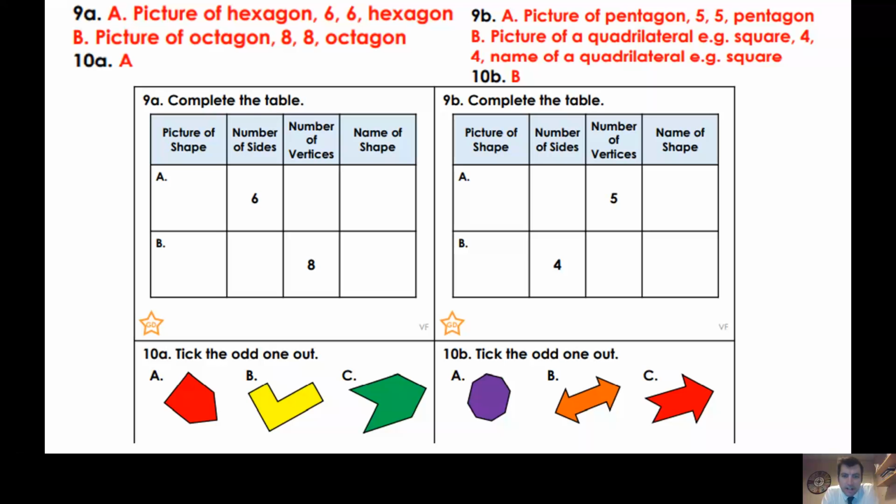And then we've got our octagon, so an 8-sided shape for the second part of 9A. A picture of a pentagon, so 5-sided shapes, and a quadrilateral, any old quadrilateral we could have. Hopefully, some of us might have thought of a square, or an irregular one such as a rectangle, or maybe just an irregular one that looks all funky. Very interesting ones. For 10A, the odd one out is A, and we can see that's the odd one out due to the number of vertices being 5. And for 10B, we can see it's B due to the fact it doesn't have the same number of vertices as C and A. Okay, well done for working through that.